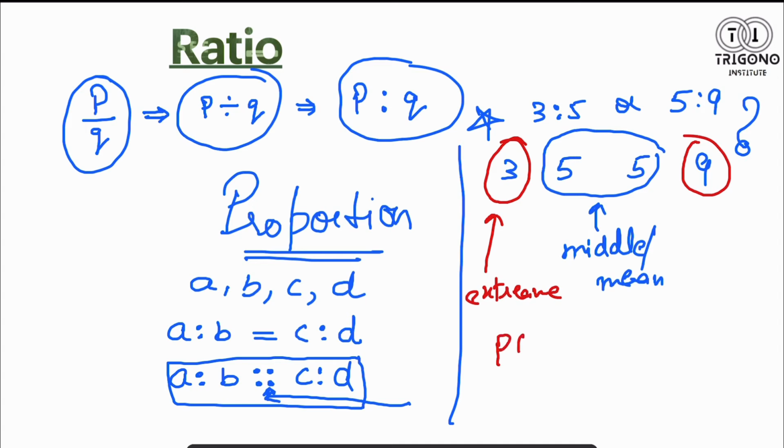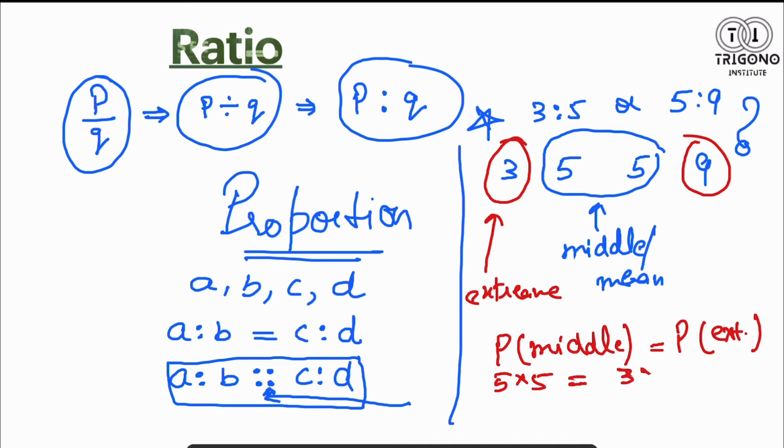Product of middle terms equal to product of extreme terms, right? So let me find out that. So 5 multiply 5 is equal to 3 multiply 9. So are they equal? No, they are not equal. That means 3 ratio 5 and 5 ratio 9 are not in proportion.